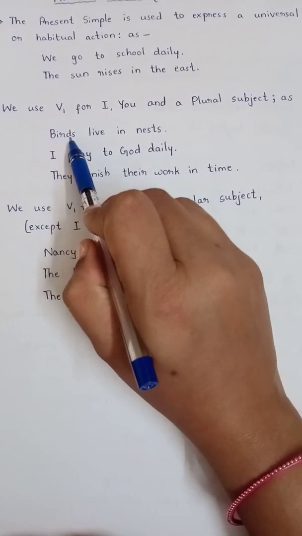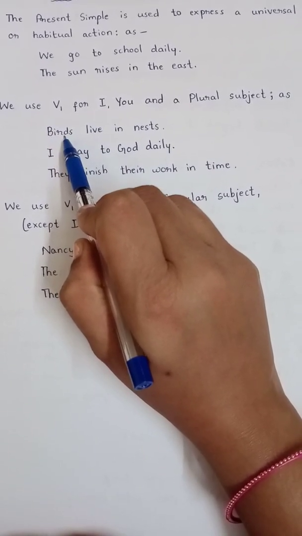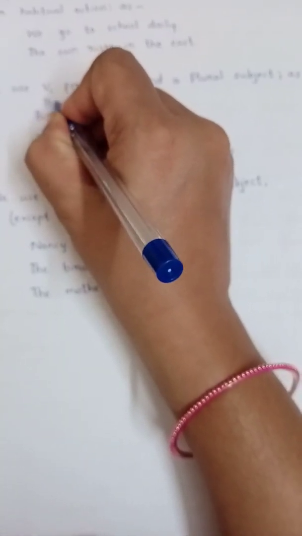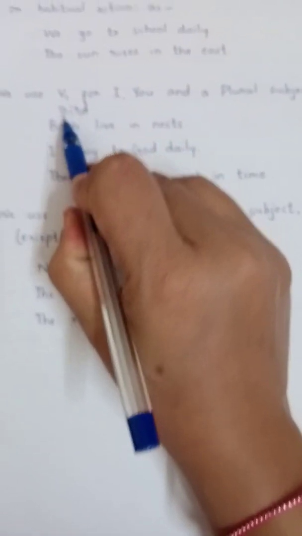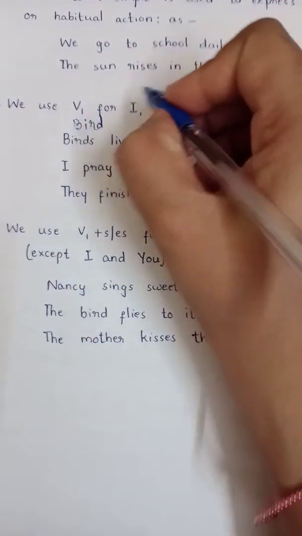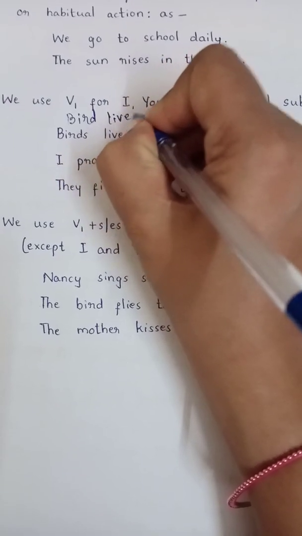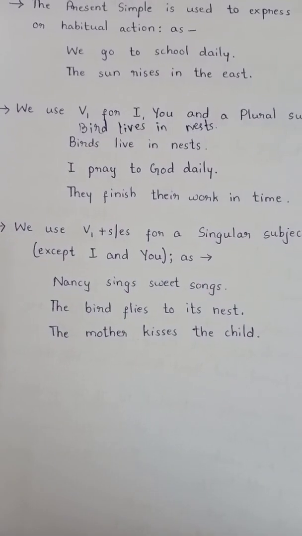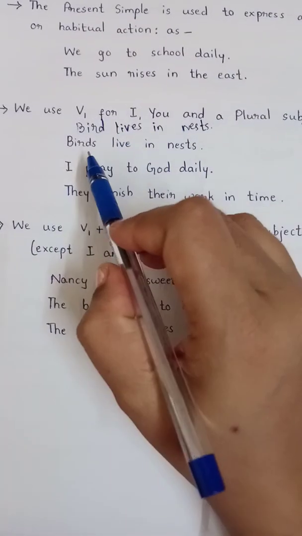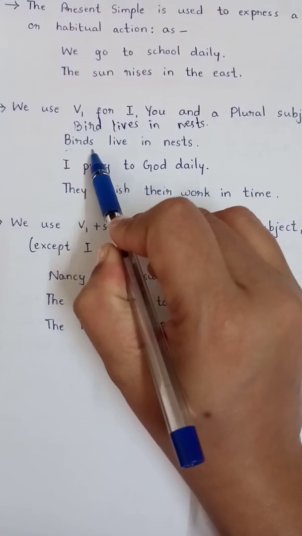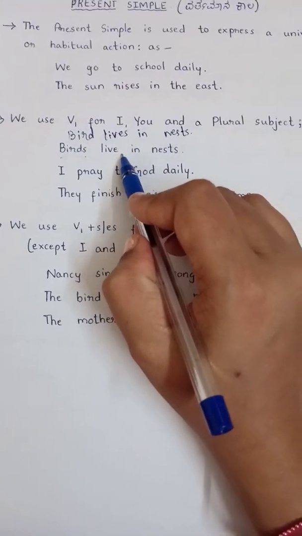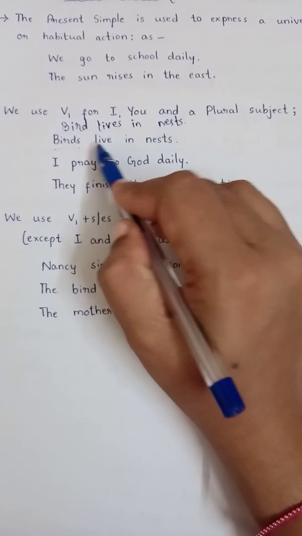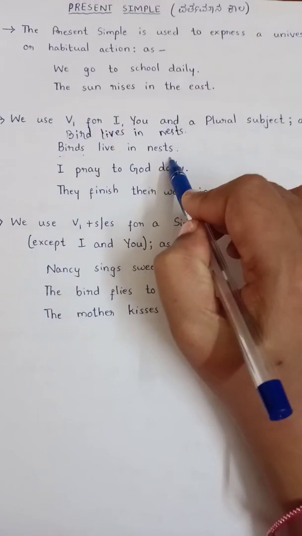See here, birds. So it is a plural. What is the singular form? Bird is the singular form. If in a subject it is bird, then what we will write? We will write bird lives in nest. But here the subject is a plural. So what we will do? We will use only the V1 form of the verb in the present simple sentence.